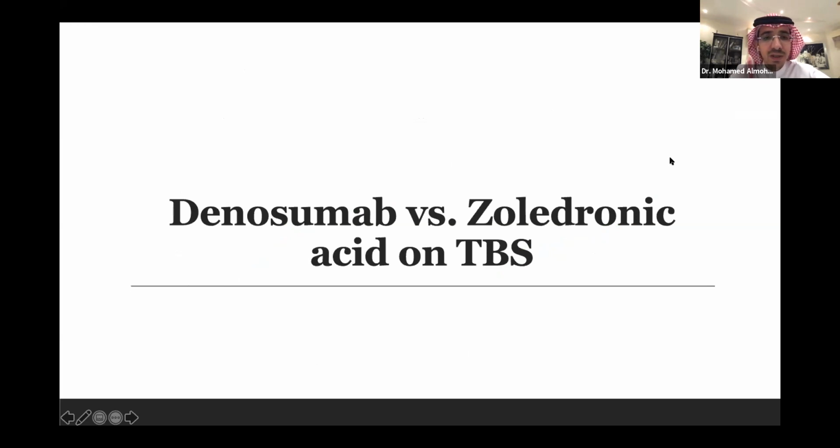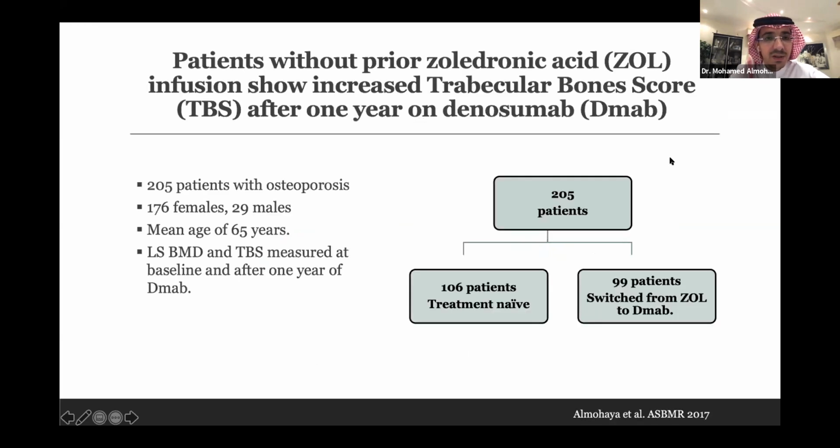Also, we've done this study in 2017 with Dr. Kendler in Vancouver, where we presented the study at the SPMR 2017. We recruited around 200 patients, 106 patients treatment naive, and around 99 patients switched from zoledronic acid to denosumab. And we've observed the changes in regard of BMD and also the TBS value. Does it have an effect in that regard?